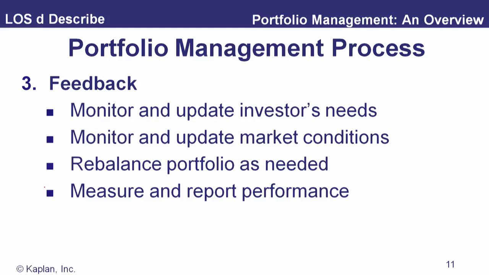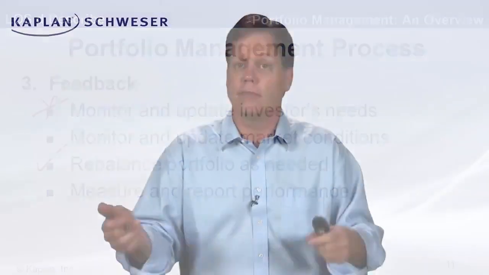So monitor and update investor needs. This actually shows up in the ethics material. At least annually, you've got to have an effective update where you ask probing questions of the investor. How have things changed? Do we need to be changing asset allocation based on those changes, that type of thing? We want to monitor and update market conditions, rebalance the portfolio as needed, which is a big one, and then also measure and report performance. So we've got to see how we did, report that to the investor, and then of course, if we did well, they'll be happy, and if we didn't do well, then it's not going to be as good a meeting.